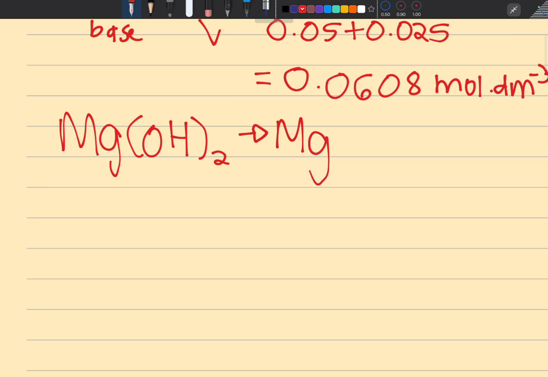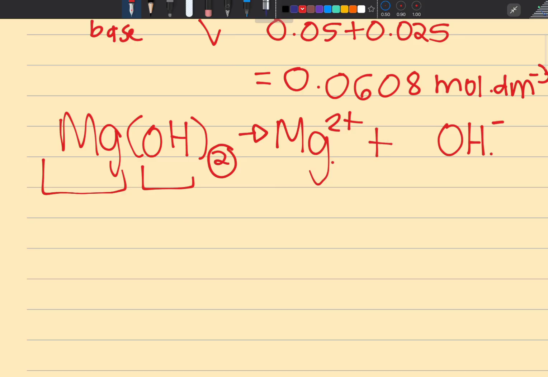When it dissociates, we break it into ions, and remember, when you break it into ions, you write Mg and OH with their charges. The OH charge is minus, and Mg is in group 2, so you can take the charge from there, it's 2 plus. Remember, when they combine, the charges swap. So then we balance the OH. We have 2 of them, so I put 2. Now this is the dissociation.